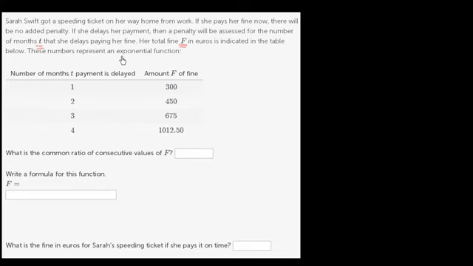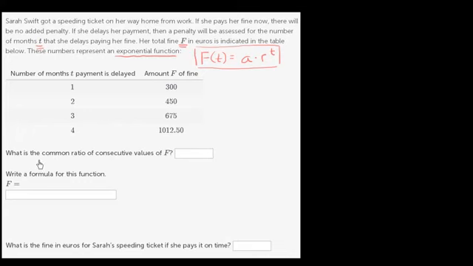These numbers represent an exponential function. So they give us the number of months that the payment is delayed and then the amount of fine. And this is essentially data points from an exponential function. And just to remind ourselves what an exponential function would look like, this tells us that our fine, as a function of the months delayed, is going to be equal to some number times some common ratio to the t power. This exponential function is telling us that our function is going to have this form right over here. So let's see if we can answer their questions.